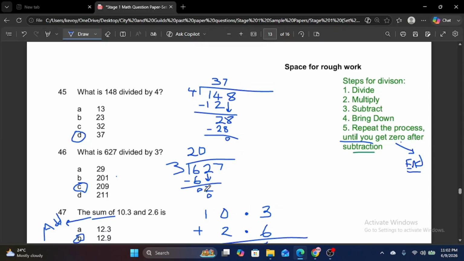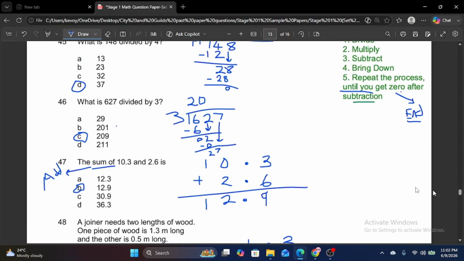After you multiply, you subtract. So that's gonna be 2 minus 0, that's gonna be 2. And after you subtract, you're going to bring down that 7. So that's 27. And 3 into 27 goes 9.